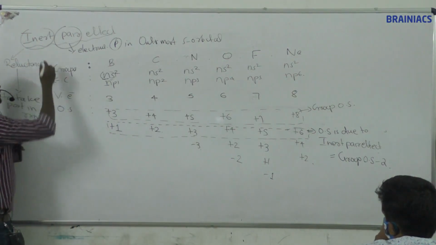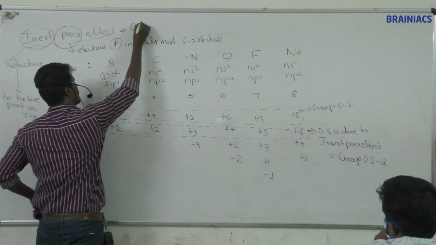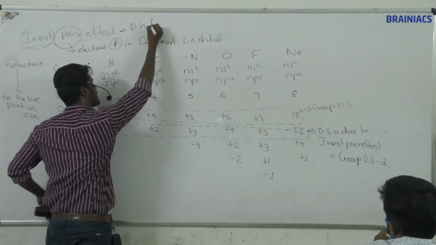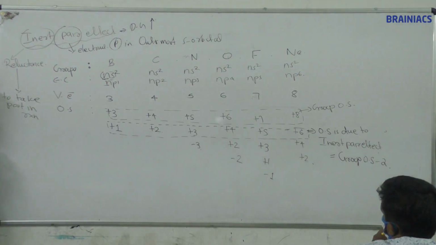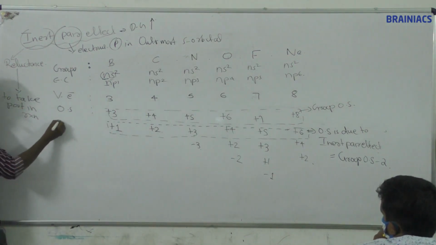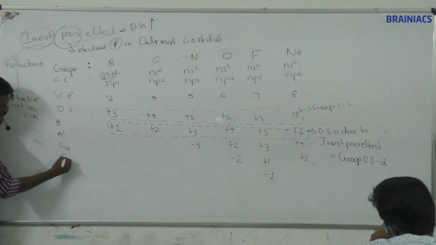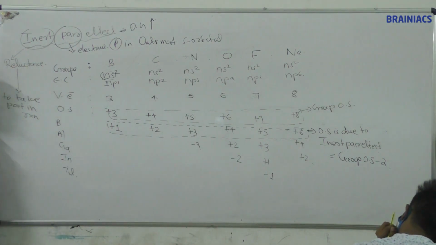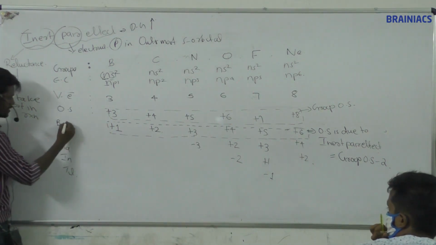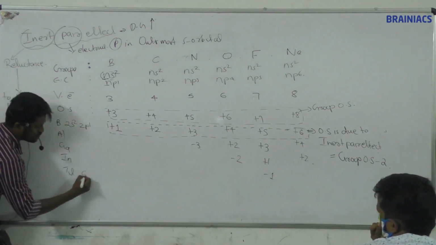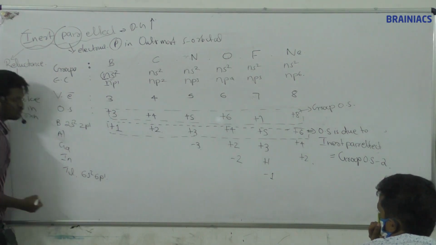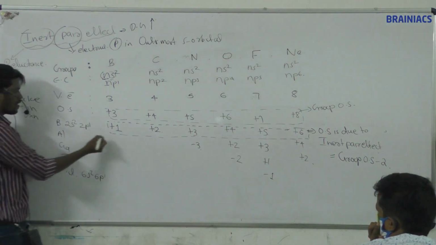So what happens in inert pair effect down the group? Down the group this effect increases. That means S orbitals are more closely packed to the nucleus. It's simply like boron, aluminium, gallium, indium and thallium, the boron family. What will the electronic configuration be? 2s2 2p1. And for thallium, 6s2 6p1. Okay, S orbital.